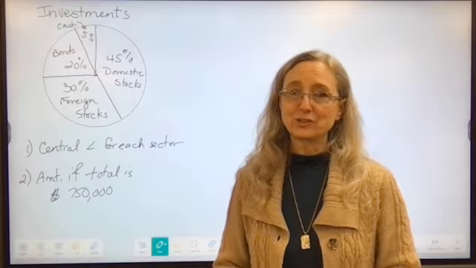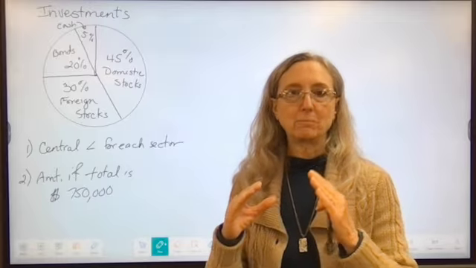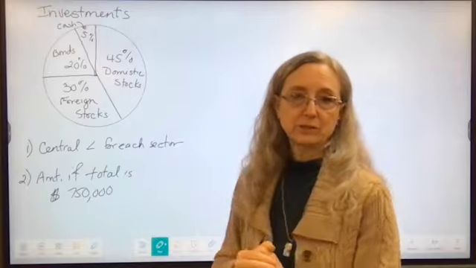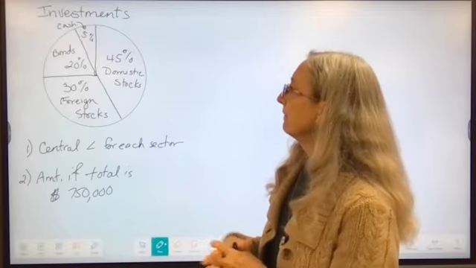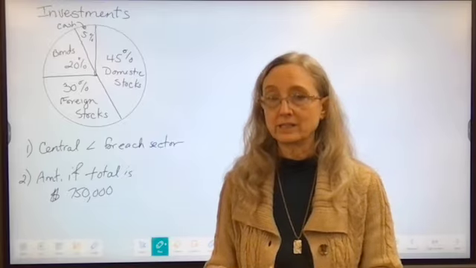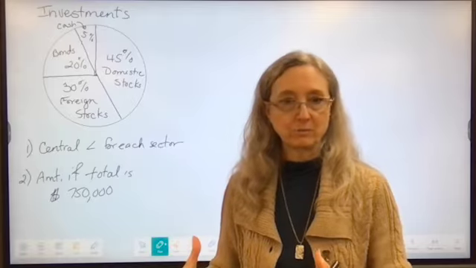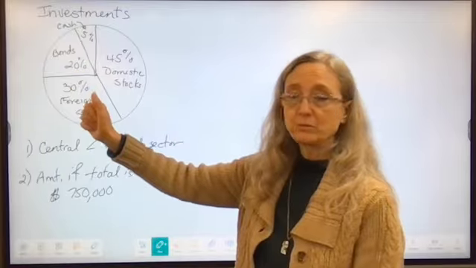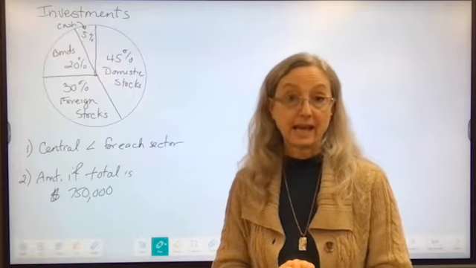I have taken a circle and made a pie chart out of it, and each portion of a pie chart is a sector of the circle. And I labeled them by percentages. This is somebody's investment portfolio. 45% of their investments are in domestic stocks. That means stocks from United States companies. 30% are foreign stocks, so stocks from other countries. Bonds are 20%, government bonds, and then 5% of their money is in cash.